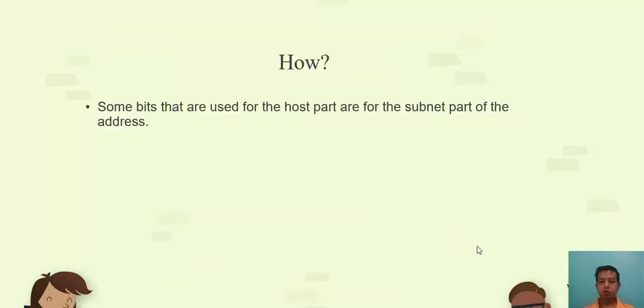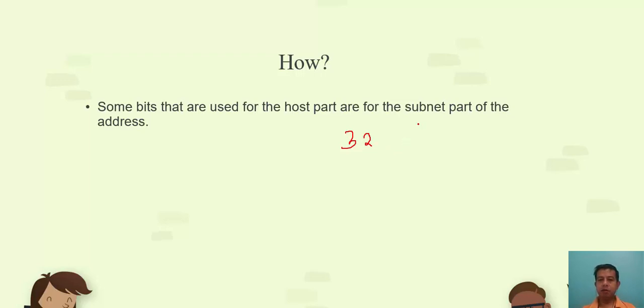Now let us see how we create subnets. We create a subnet by using some bits from the host part. Now remember the structure of an IP address. The IP address provides you two pieces of information: information about your network and information about your host. That means out of my 32 bits, some bits were used for the network part and some bits were used for the host part, both in classful and classless.